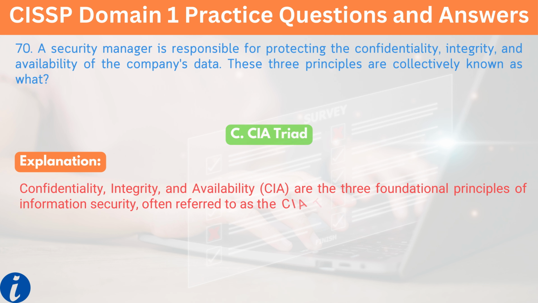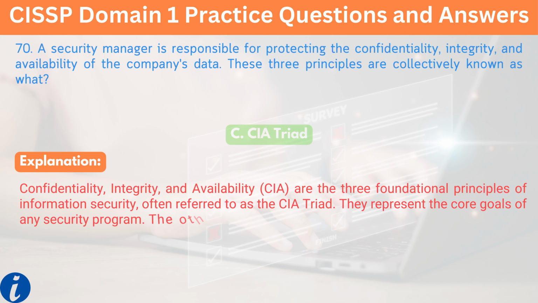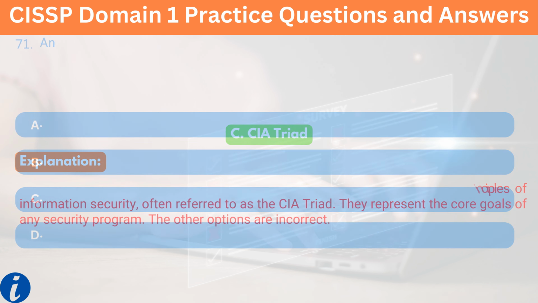Confidentiality, integrity, and availability (CIA) are the three foundational principles of information security, often referred to as the CIA triad. They represent the core goals of any security program. The other options are incorrect.